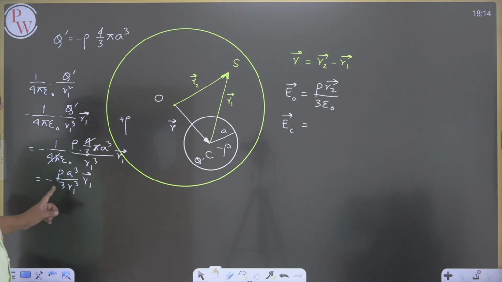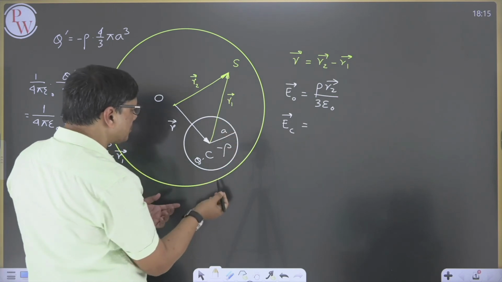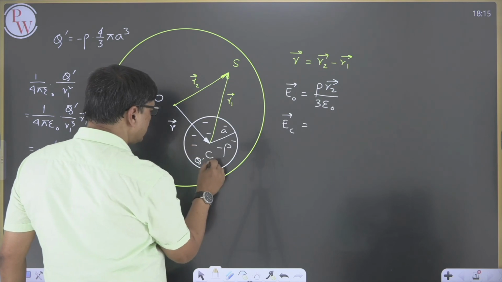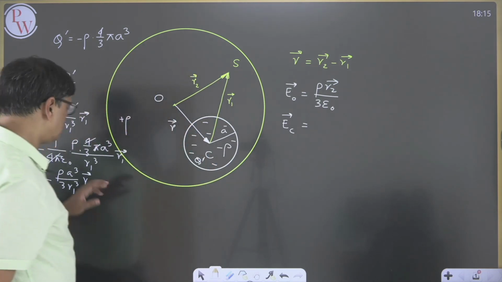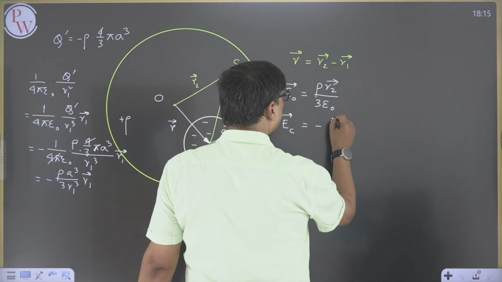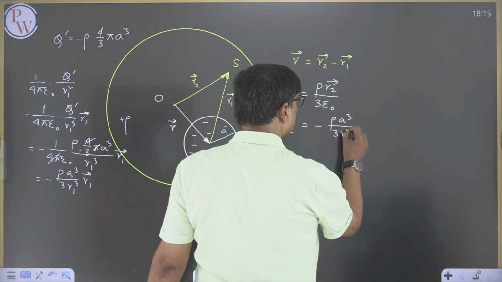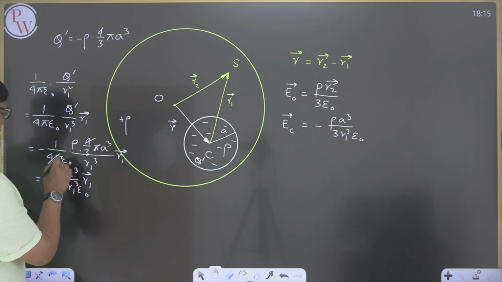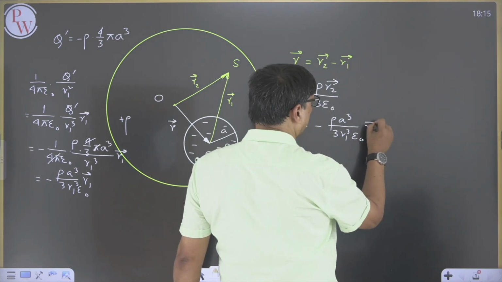Since it is negative, then this field is in the reverse direction, as it should be, because here it is negative charge cluster. This cavity has got negative charge cluster, so field will be in this direction for the cavity. Then what we get? This is minus rho a cubed by 3 r1 cubed, sorry, I missed epsilon naught, here it is. So r1 cubed epsilon naught into r1 vector.